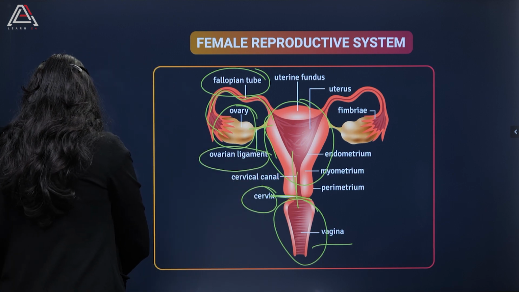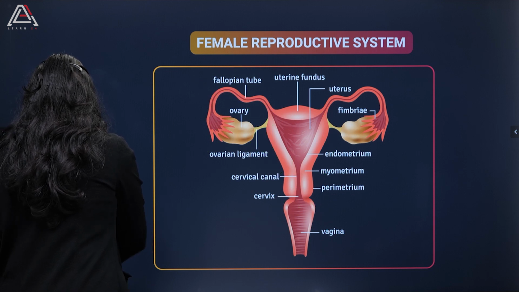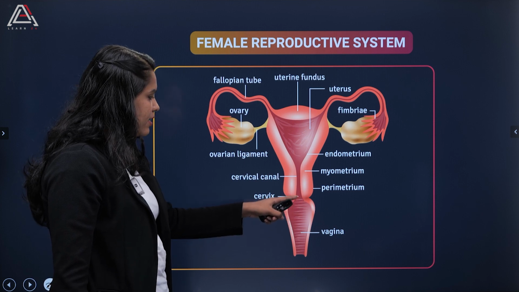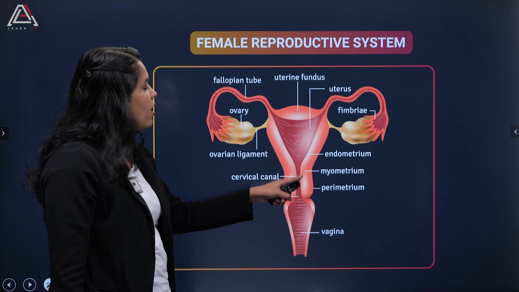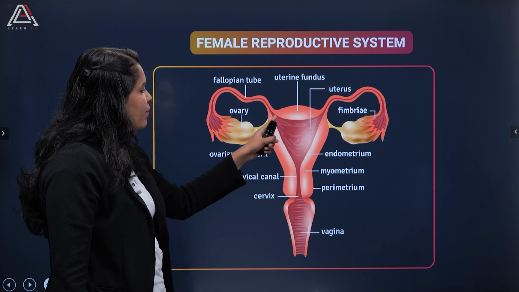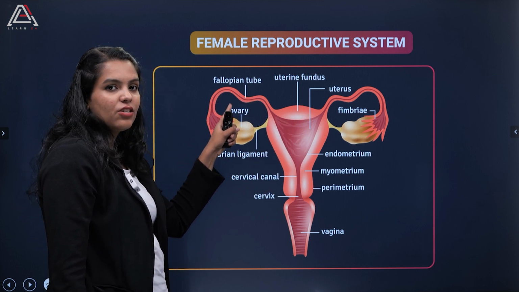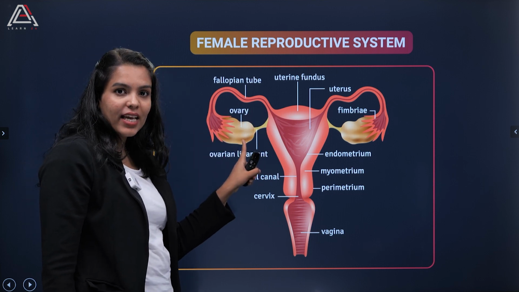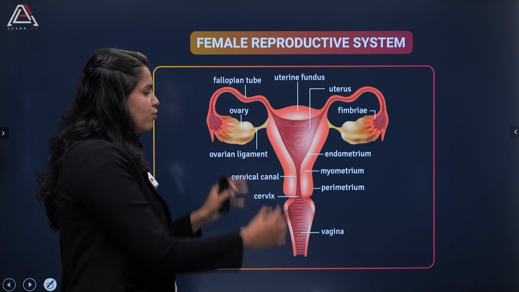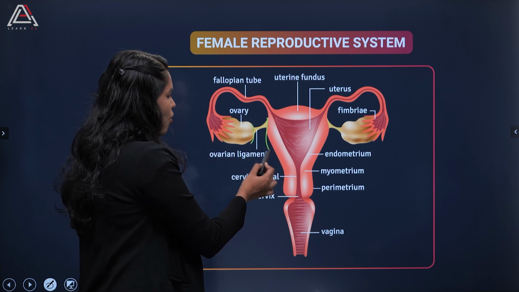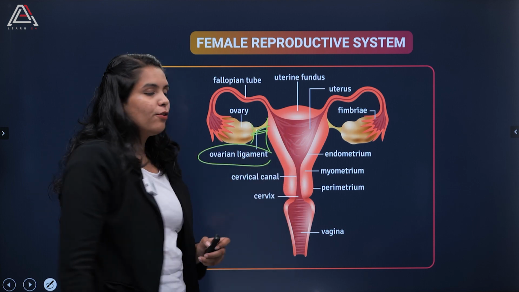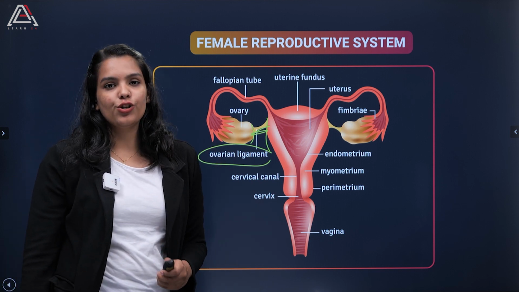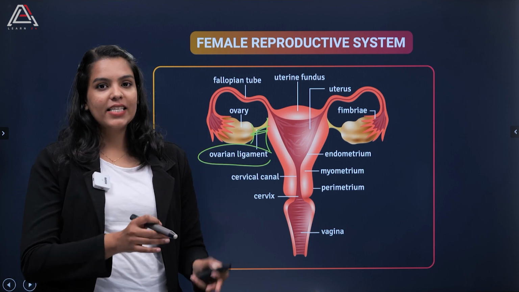So the simplest way to understand this entire diagram is that it moves from the vagina through the cervix, enters the cervical canal, moves to the uterus, and from the uterus it goes to a narrow passage. This passage is called the fallopian tube, and then it reaches the ovary, and this ovary is attached to the uterus by a ligament which is called the ovarian ligament. So this is the entire structure of the female reproductive system.